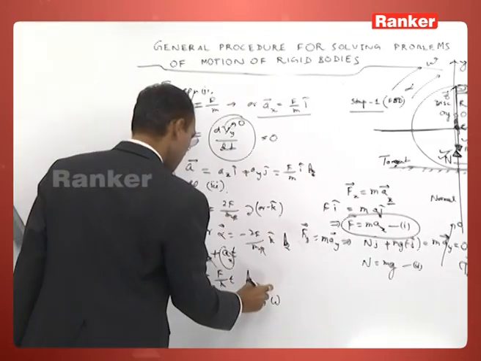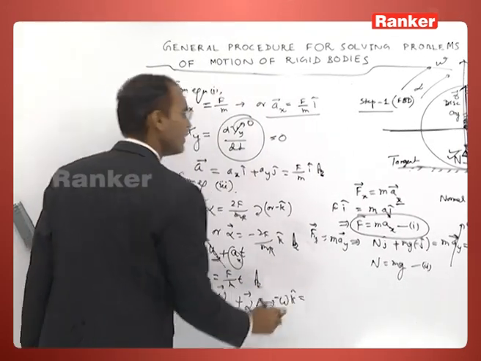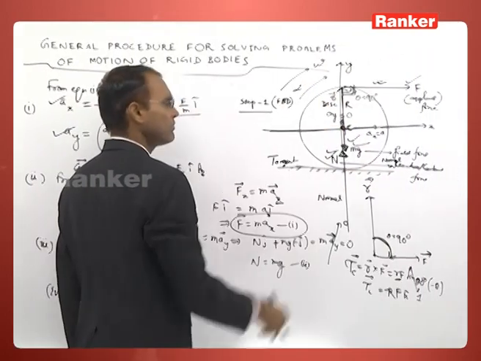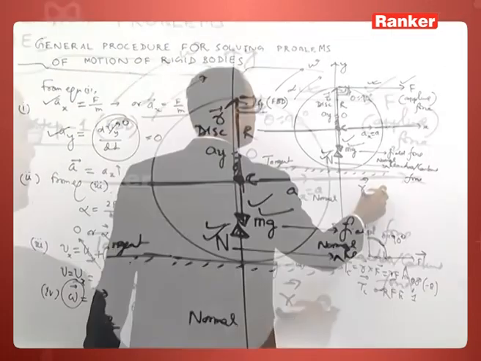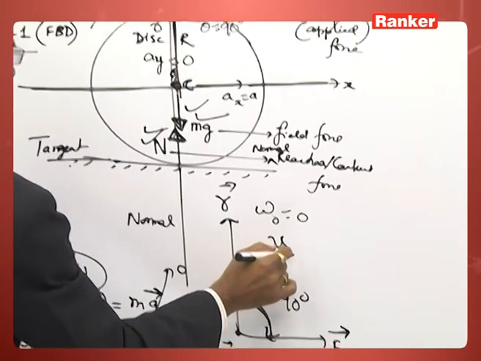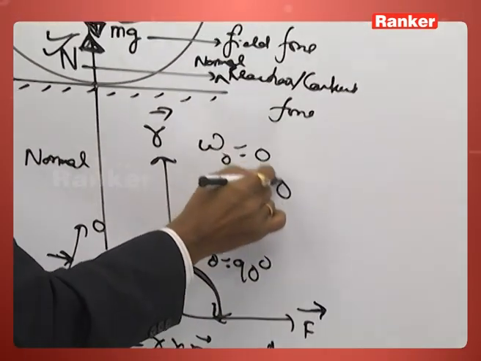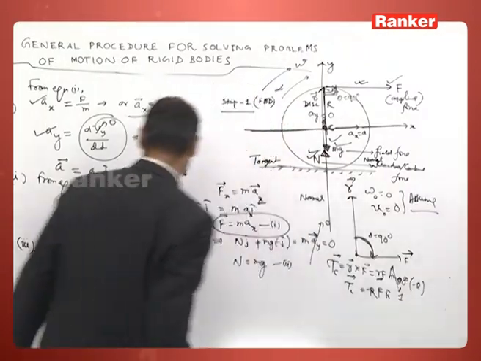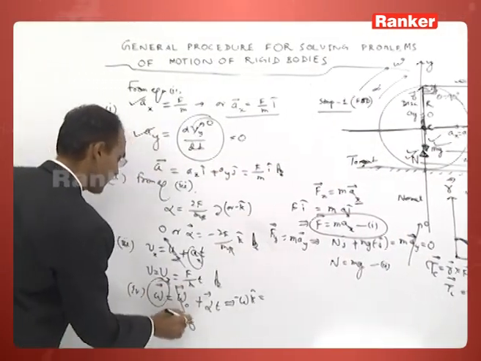So you can just write minus omega k cap, since the body, if we assume that initial omega is 0, initial speed is 0, if we assume like this, then this factor will vanish.